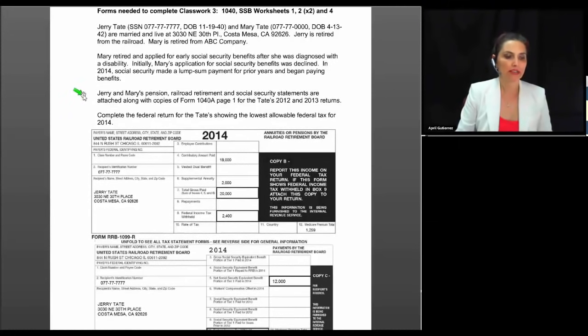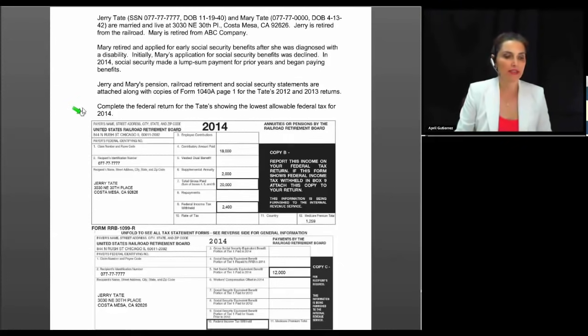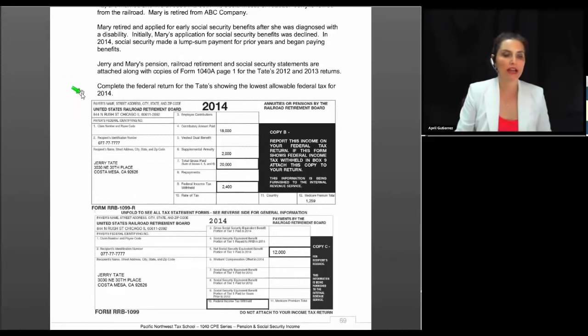Jerry and Mary's pension, railroad retirement, and Social Security statements are attached along with copies of their Form 1040A page 1 for 2 earlier years, those being 2012 and 2013. Complete their federal return showing the lowest allowable federal tax for 2014.